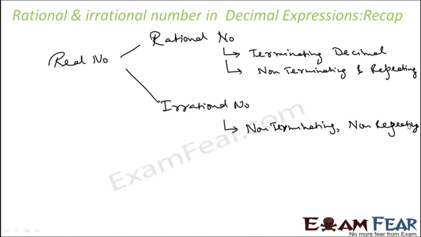For example, an irrational number was pi, 3.14... The list continues. An example of a terminating decimal was 1.25. Non-terminating, repeating, for example, 1.272727 like that. Okay.